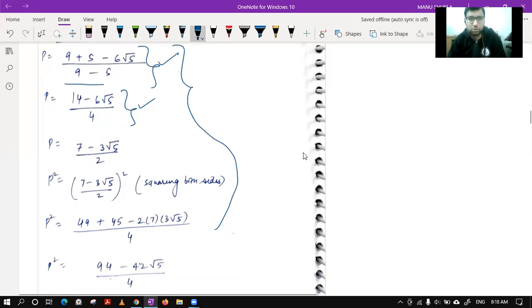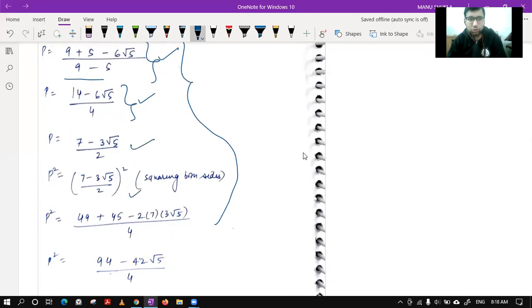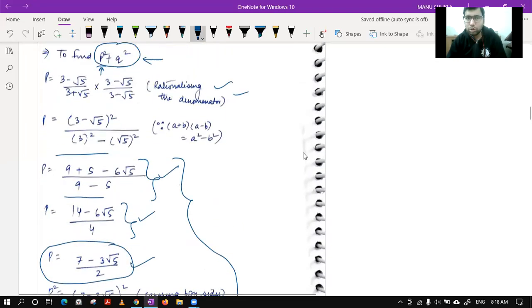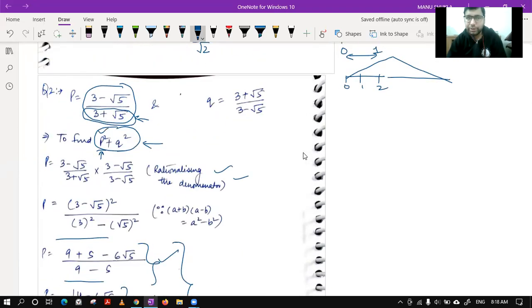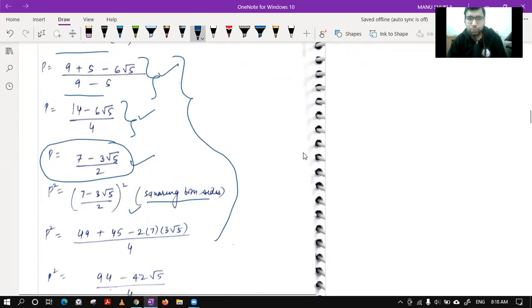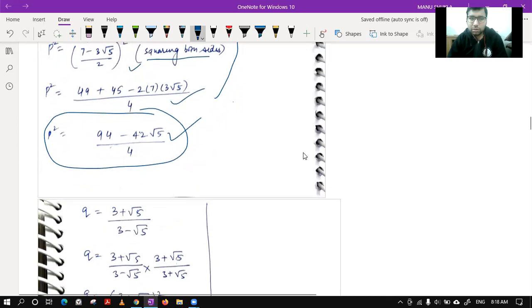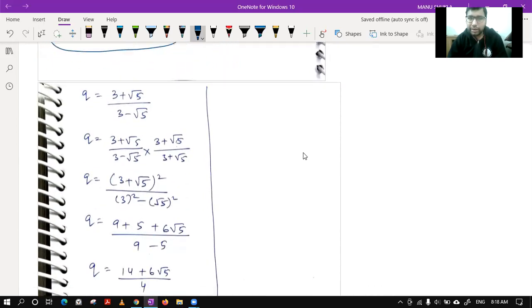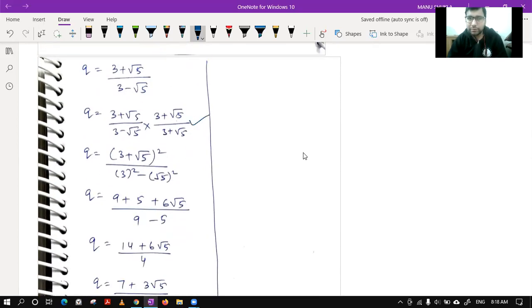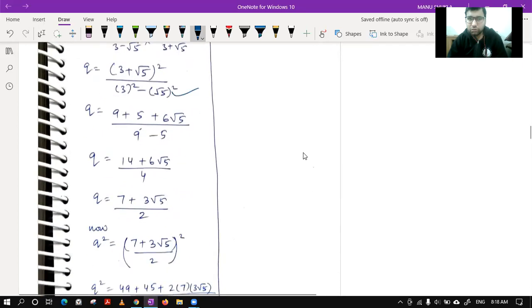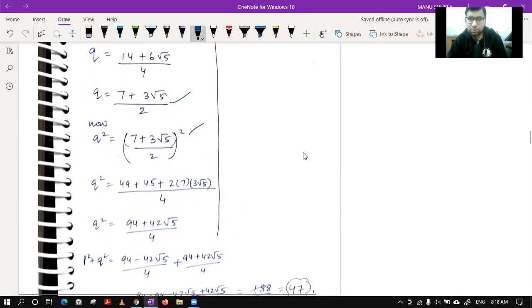Okay, so you can see just by solving I got till this step, p equal to this much. Then I went for squaring both sides because we wanted the value of p square and q square. So p square came like this. I have simplified this and got this value. After getting p square, we went for q. Again we did the same thing, we rationalized it, and after that we got all this.